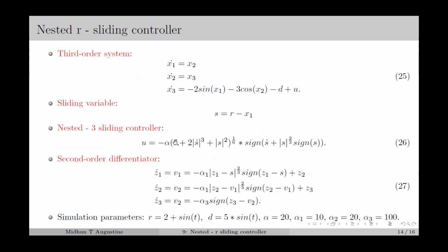Next, we consider the simulation of nested R sliding controller. For that, we consider a third order system as given in equation number 25. The sliding variable is chosen as the output error, where R is the output reference and X1 is the actual output. And we use the nested 3 sliding controller as given in equation number 26. Now, in order to implement this nested sliding controller, we use a second order differentiator as given in equation number 27, which basically estimates S double dot and S dot. The simulation parameters are chosen as here.